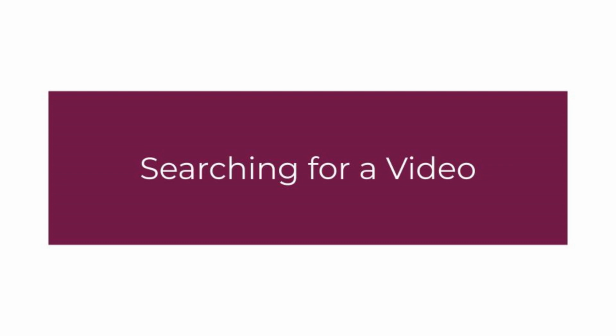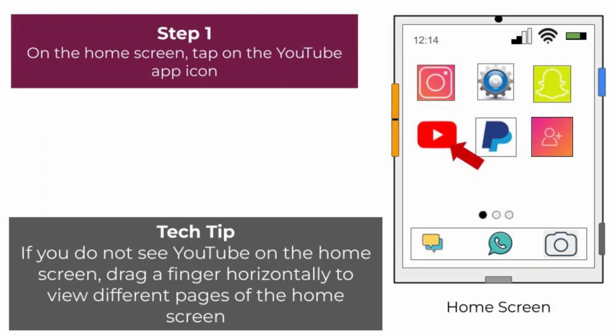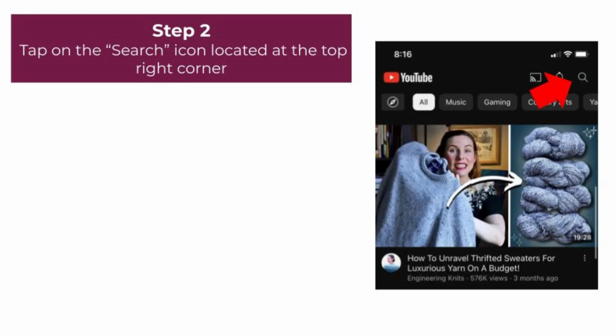Now that we have downloaded the YouTube app, let's learn how to search for a video. First, on the home screen, tap on the YouTube app icon. If you do not see YouTube on the home screen, drag a finger horizontally to view different pages on the home screen. Next, tap on the search icon located at the top right corner of the screen.